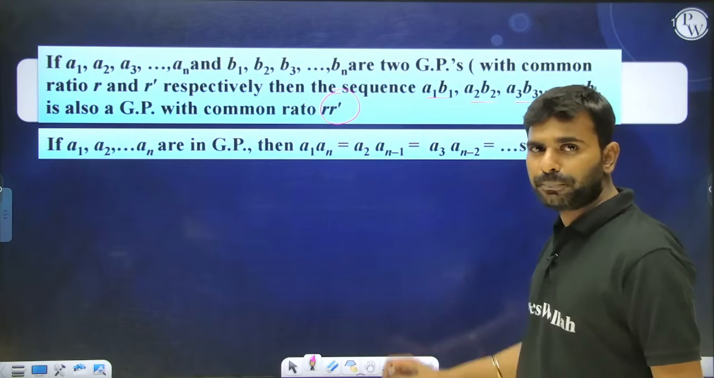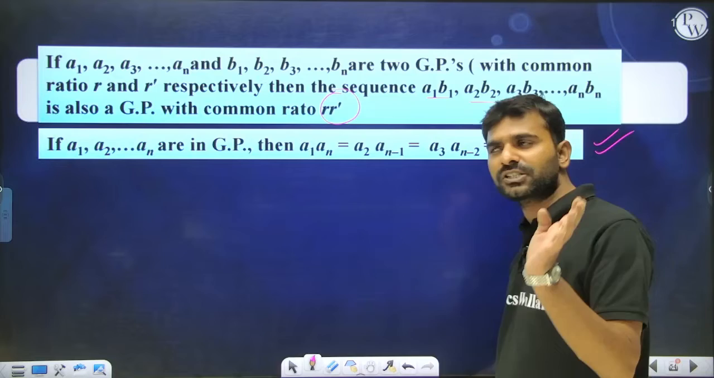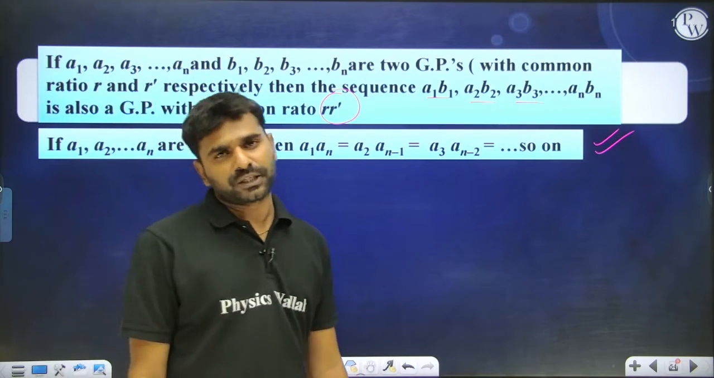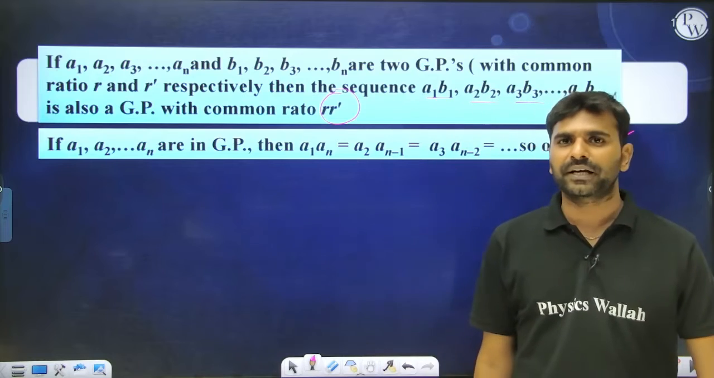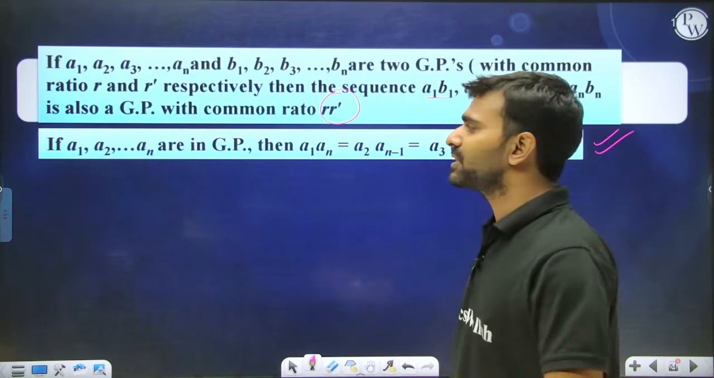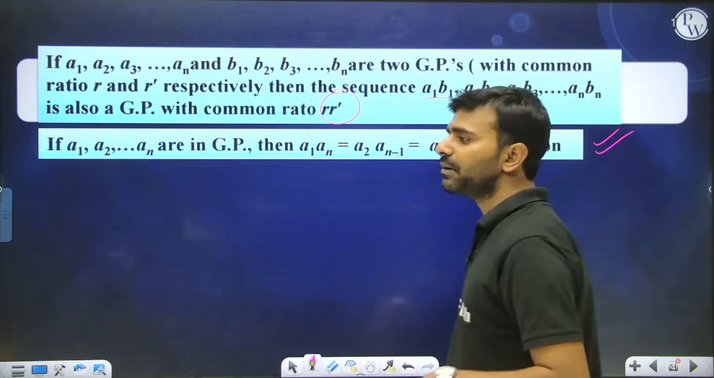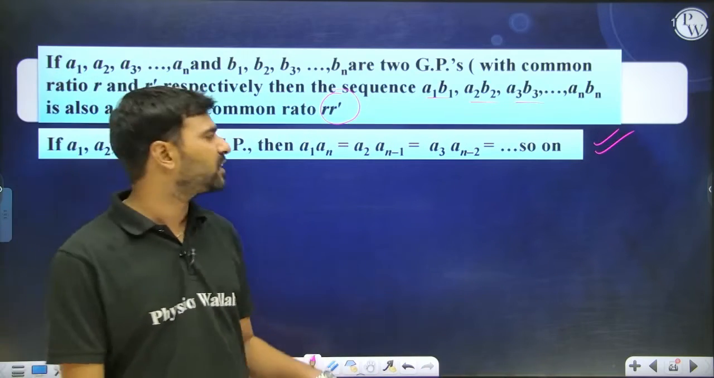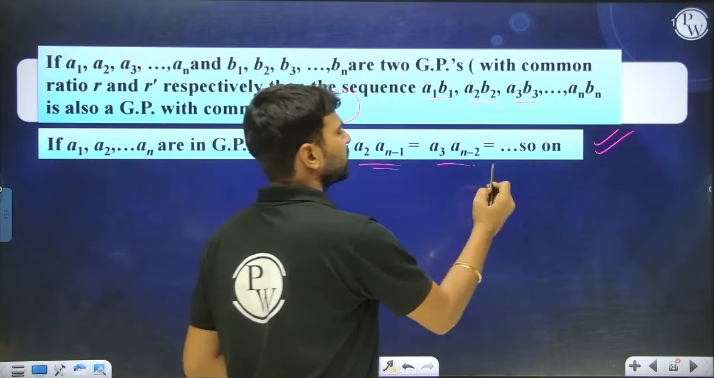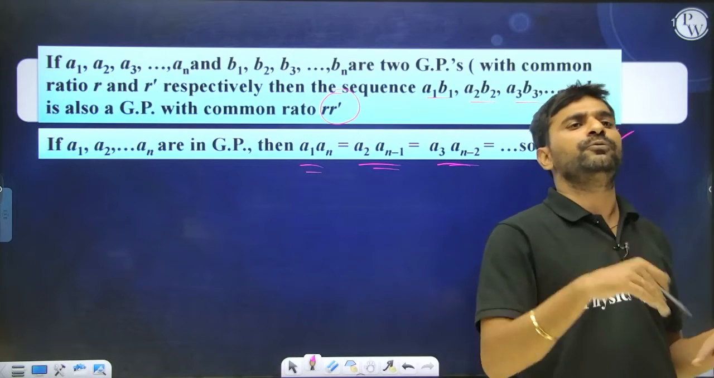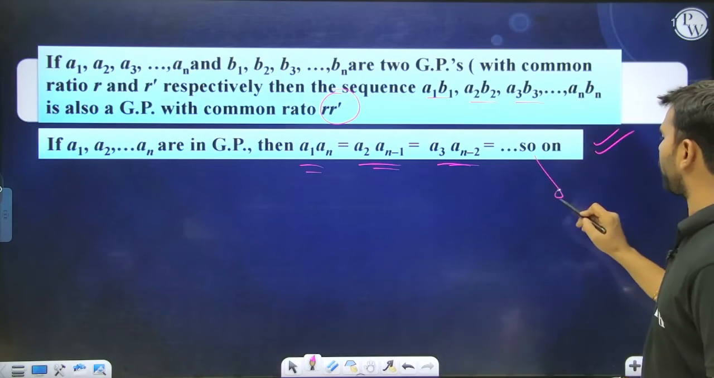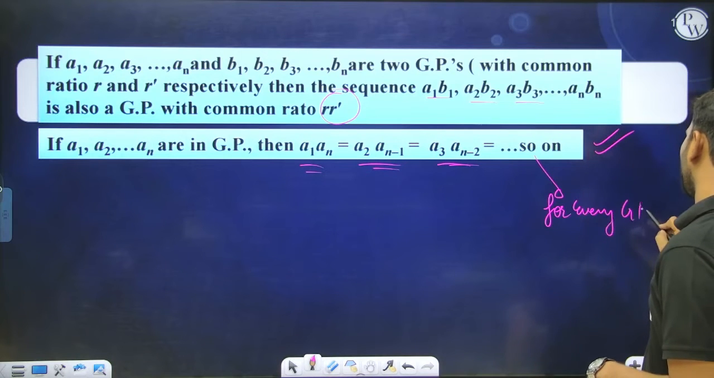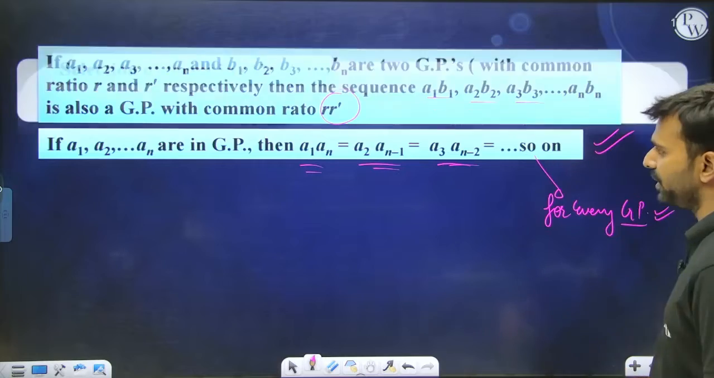Yes, in a GP a very important property: like in an AP, first term plus last term equals second term plus second last term equals third term plus third last term, and so on. This was happening in an AP. In a GP, first term times last term, over here multiplication happens, equals second term into second last term equals third term into third last term equals fourth term into fourth last term equals fifth term into fifth last term, and so on. This happens for every GP, irrespective of the first term and the common ratio.